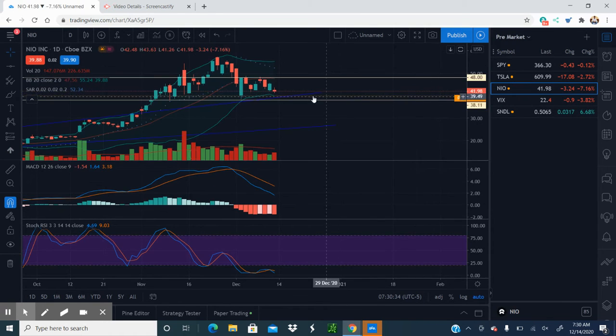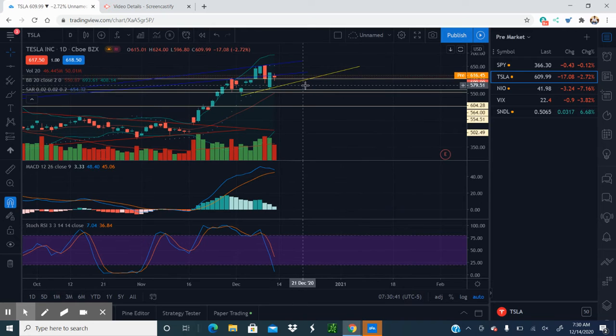NIO, I thought I'd throw in here another EV. NIO is showing really, really good support. Oh, excuse me. Let's go back to support for Tesla. Tesla is showing a lot of good support at the $600 mark, preferably the 609.